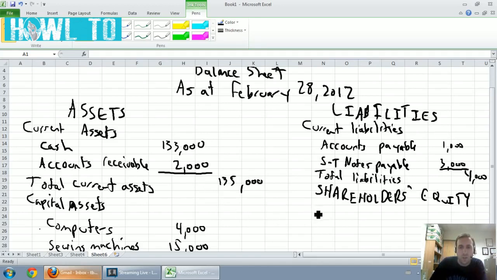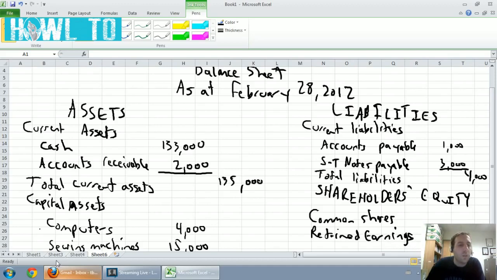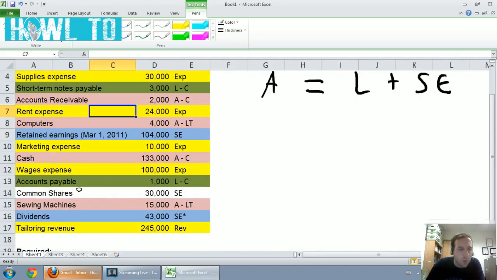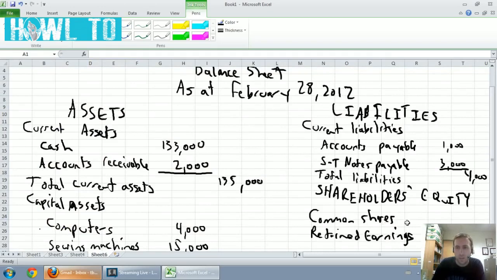Under shareholders' equity, we just have two accounts to list. We have common shares, and we have retained earnings. Our company's common shares are right there. The only thing I haven't highlighted so far. They're 30 grand. Let's fill that in.